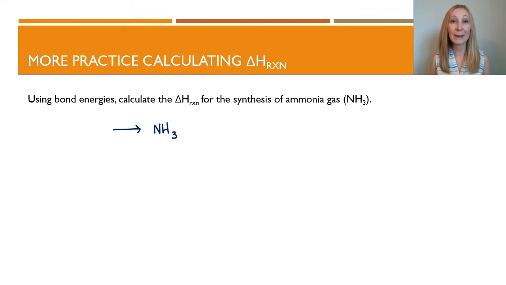All right, we're using bond energies to estimate and calculate the heat of reaction for the synthesis of ammonia gas, which is NH3. And this is a synthesis reaction, so I put in N2 and H2 and I get NH3 as a product. Now I wrote the reaction. All I need to do now is balance this equation. So we have 2 ammonias that are being produced, which requires 1 mole of N2 and 3 moles of hydrogen gas.